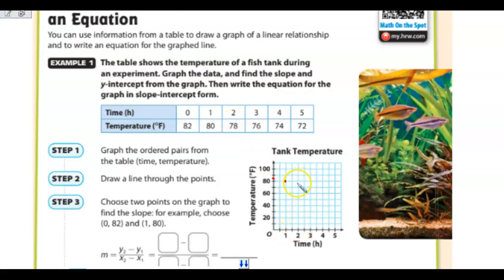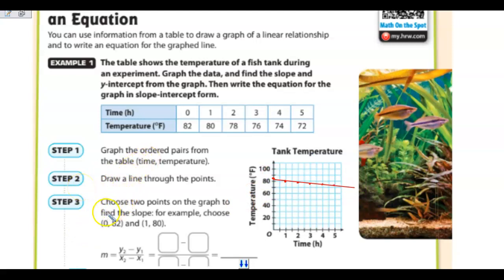278, so down just a little bit. 376, down just a little bit from that. 474, almost in the middle, and 572, just a little bit there. And then we're going to draw our line. And you'll notice that when I draw my line, everything's not going to be exactly on the line, but that's because in cases like this, it is not going to be exact.